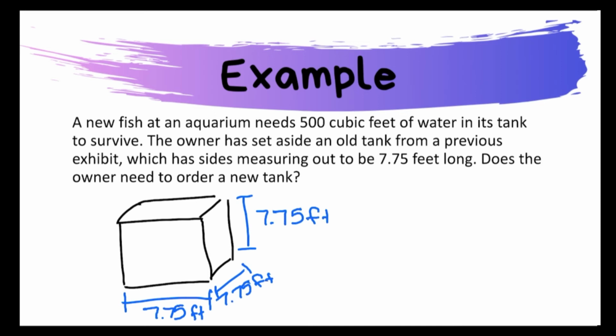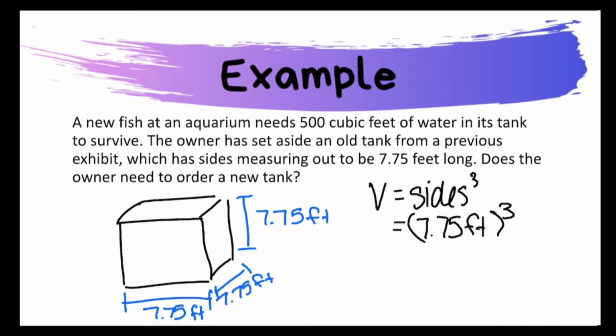And then plug that into our volume formula. We'll just do sides cubed this time. So we have 7.75 feet cubed. Plugging this into a calculator, we have that this is about equal to 465 cubic feet.